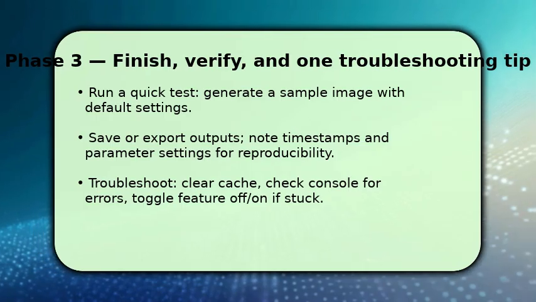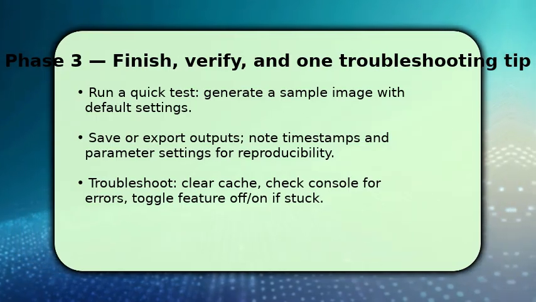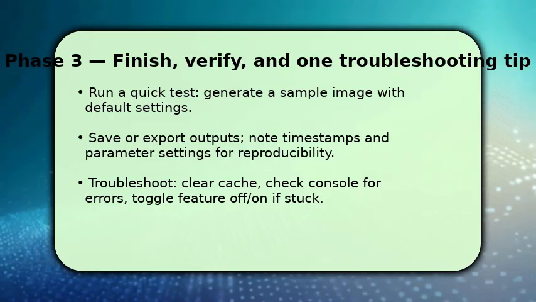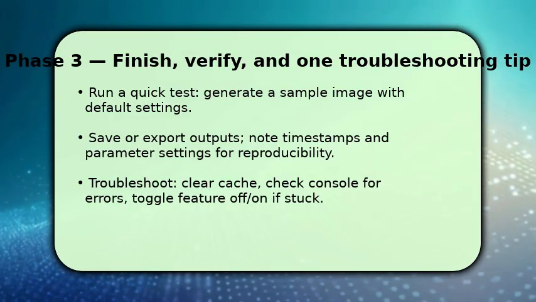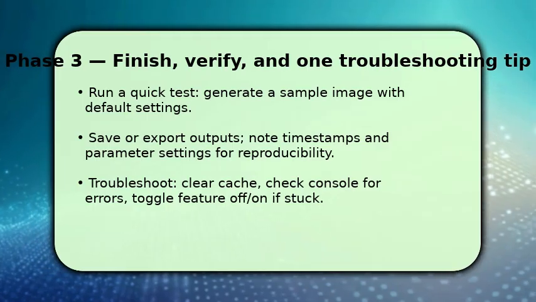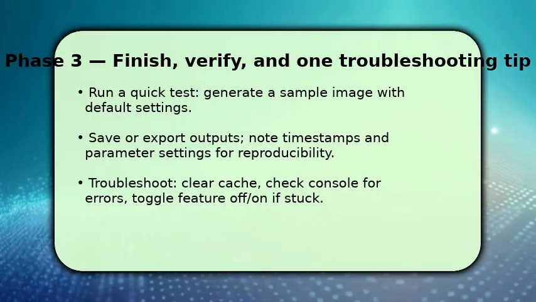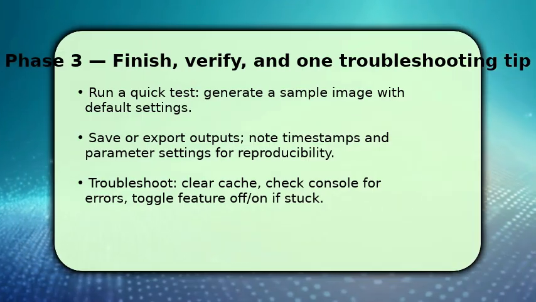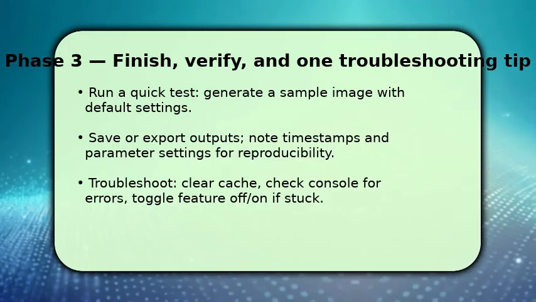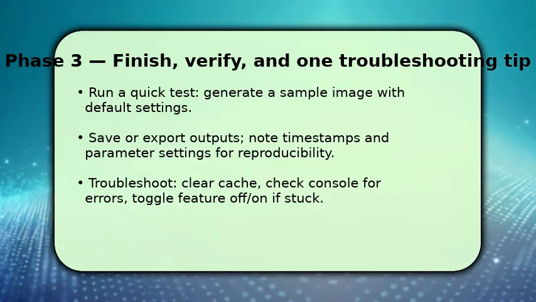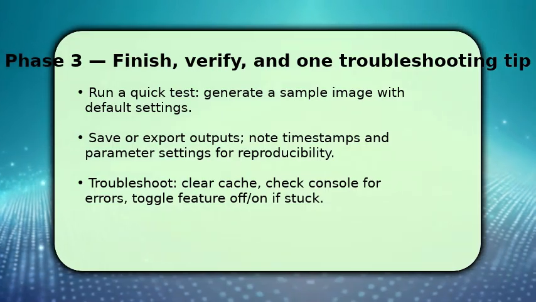If the sample succeeds, export or save the output and record the parameters and timestamp so you can reproduce results later. If something goes wrong, first clear browser cache and restart the tab, then check the developer console for error messages. If errors persist, toggle the feature off, wait a few seconds, and re-enable it. That often resets backend connections and resolves stuck states.